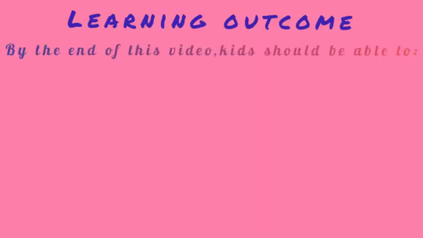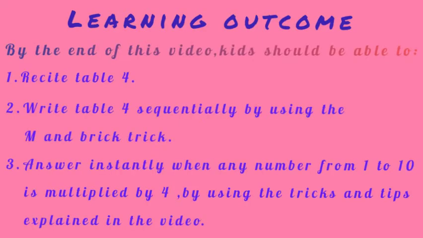Now let's see the learning outcome. By the end of this video, kids should be able to recite table 4. They should be able to write the table 4 sequentially by using the M and brick trick. They should also be able to instantly answer when any number from 1 to 10 is being multiplied by 4 by using the tricks and tips explained in the video.